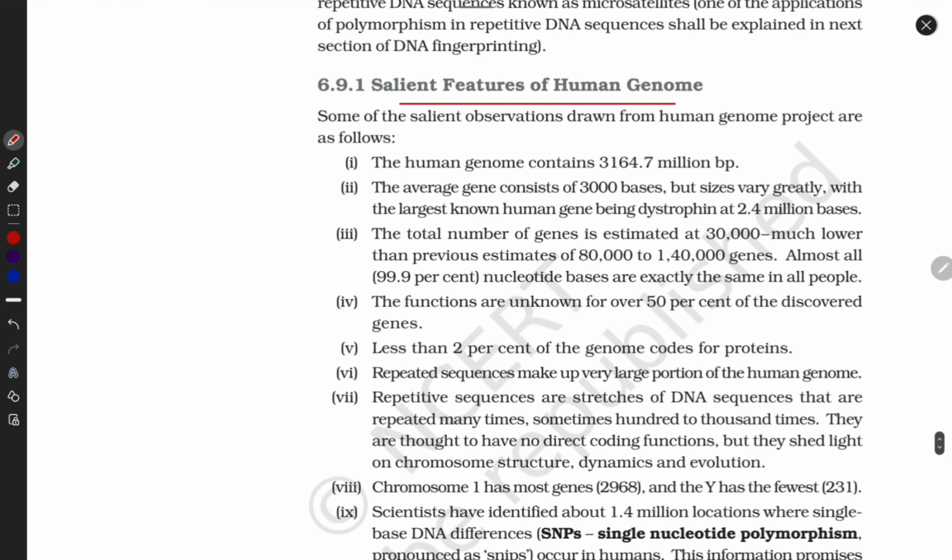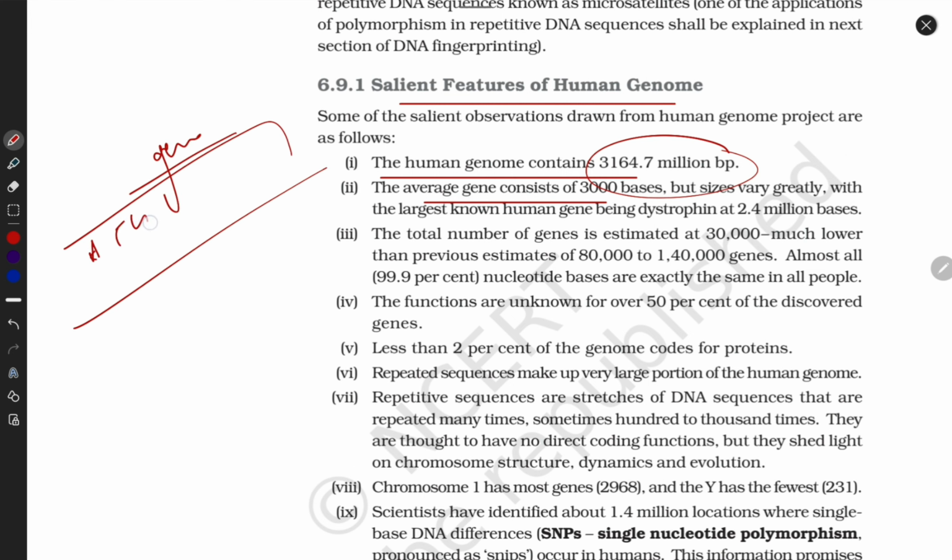Salient features of the human genome. The human genome contains this many million base pairs. The average gene consists of 3000 base pairs. So a single gene, how many base pairs does it contain? Here the estimate is approximately 3000.